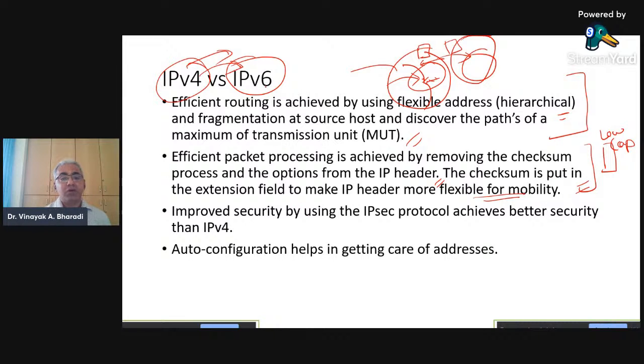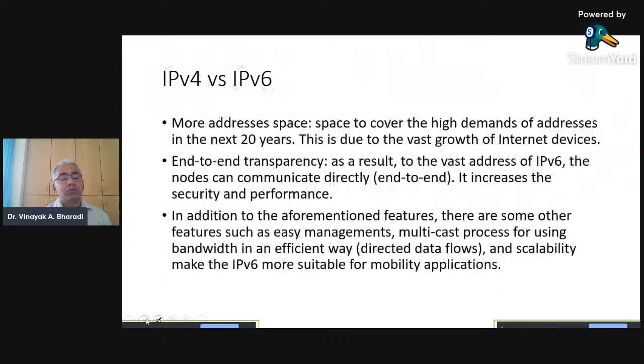Okay, so it has got better security. It uses the IPsec protocol, and auto configuration helps in taking care of the addresses. Then, as I told you, IP version 6 has more address space to cover the high demand for addresses in the next 20 years. That's a 128-bit address space. So 2 raised to 128 is the possible address space now. Earlier it was 2 raised to 32 only.